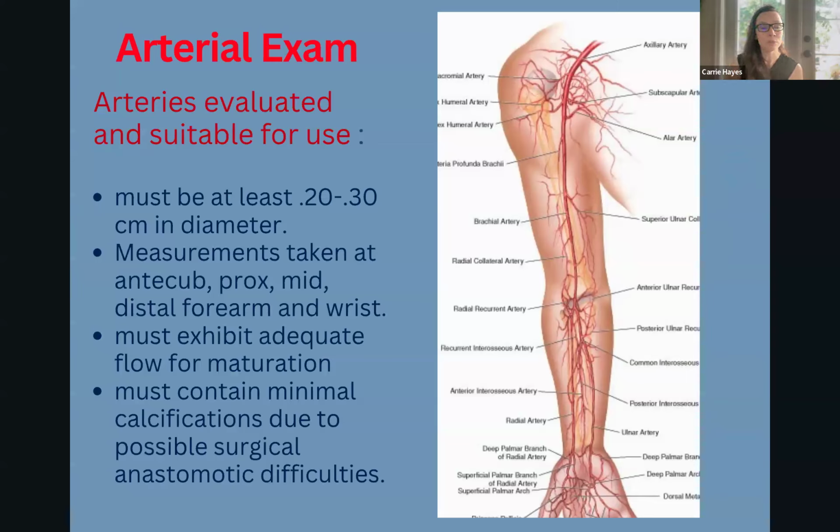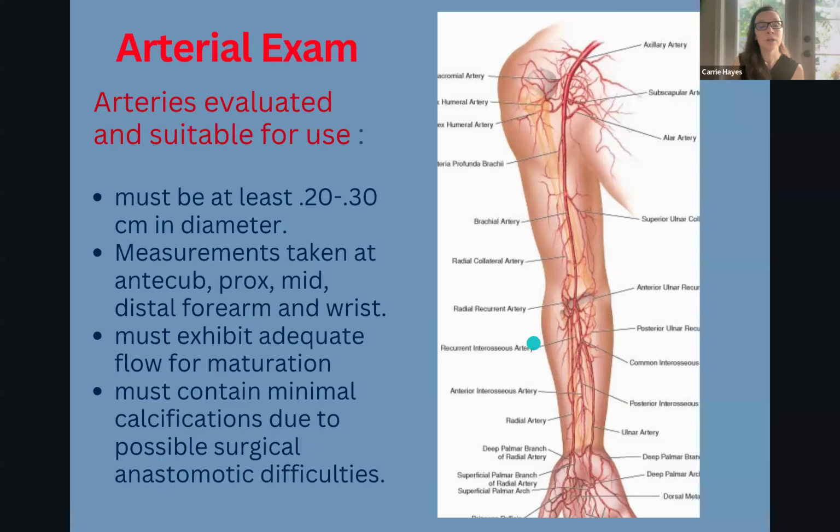So arteries that are considered suitable for use, in my lab, needed to be at least 2 millimeters, so 2 to 3 millimeters or 0.2 to 0.3 centimeters. We took measurements at the antecubital, proximal, mid and distal forearm and wrist. Same thing, so upper arm and forearm. They needed to have adequate flow for maturation, and they needed to have minimal calcifications due to possible surgical anastomotic difficulties.